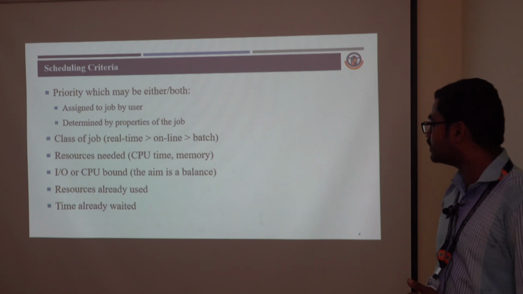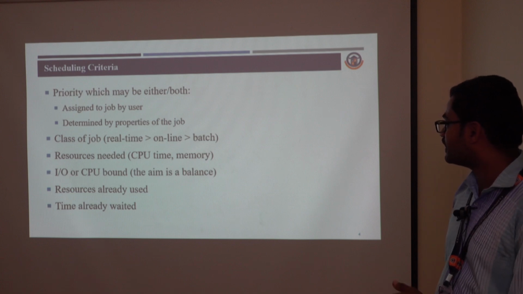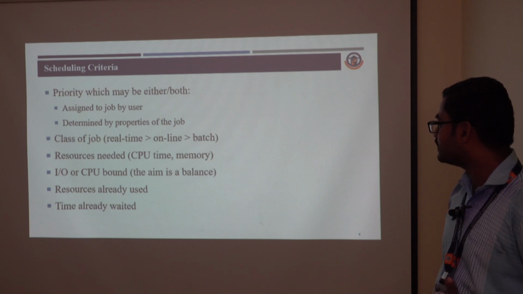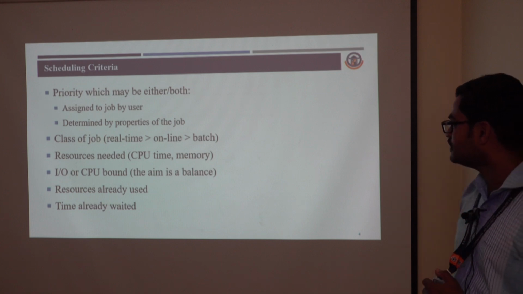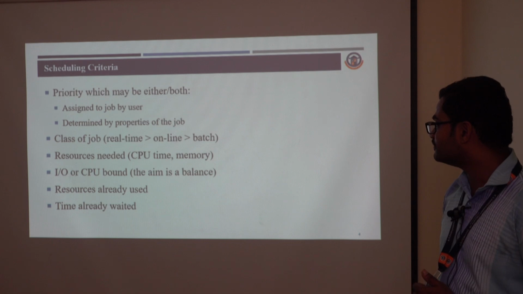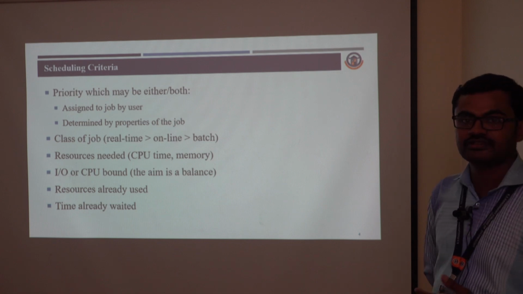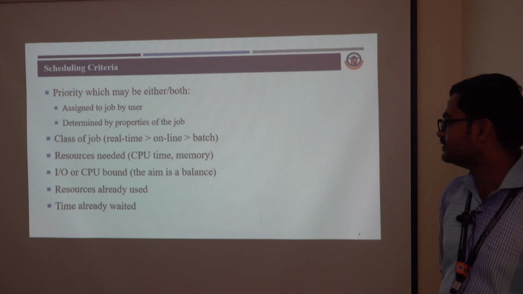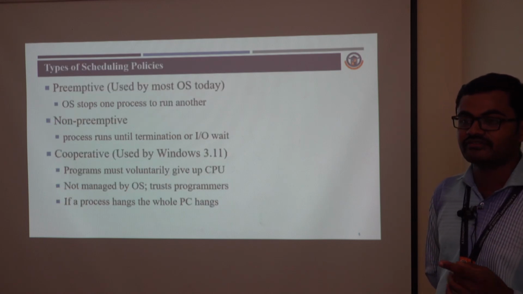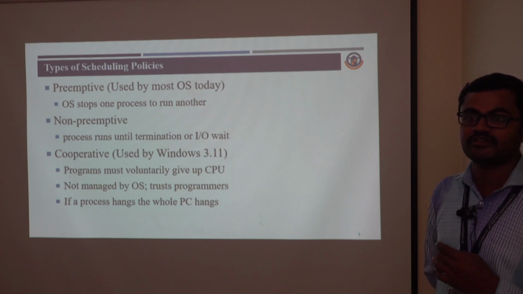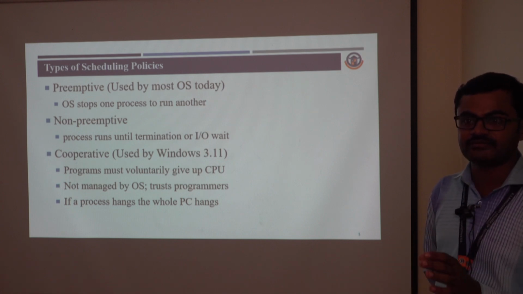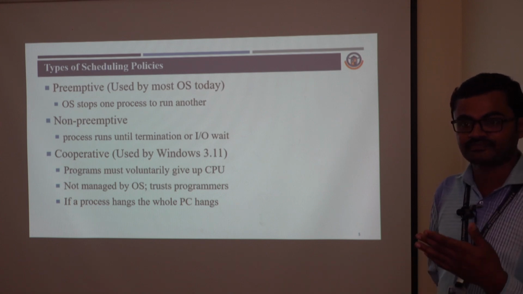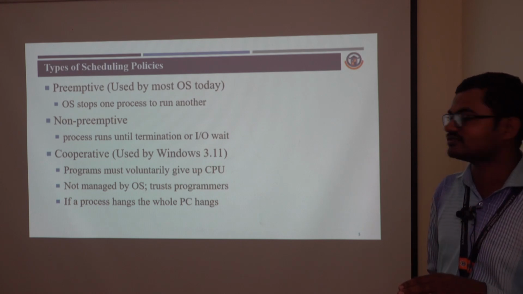Then next one is the class of jobs: real time, online and batch. Then next one is the resources needed, which are CPU time and memory utilization. And next one is I/O bound and CPU bound, aiming for a balance. Then next one is resources already used and time already waited. This means, for example, some processes execute for some time and then wait for another process. That time is counted. Then waiting for resources means waiting for the results of the other resources.